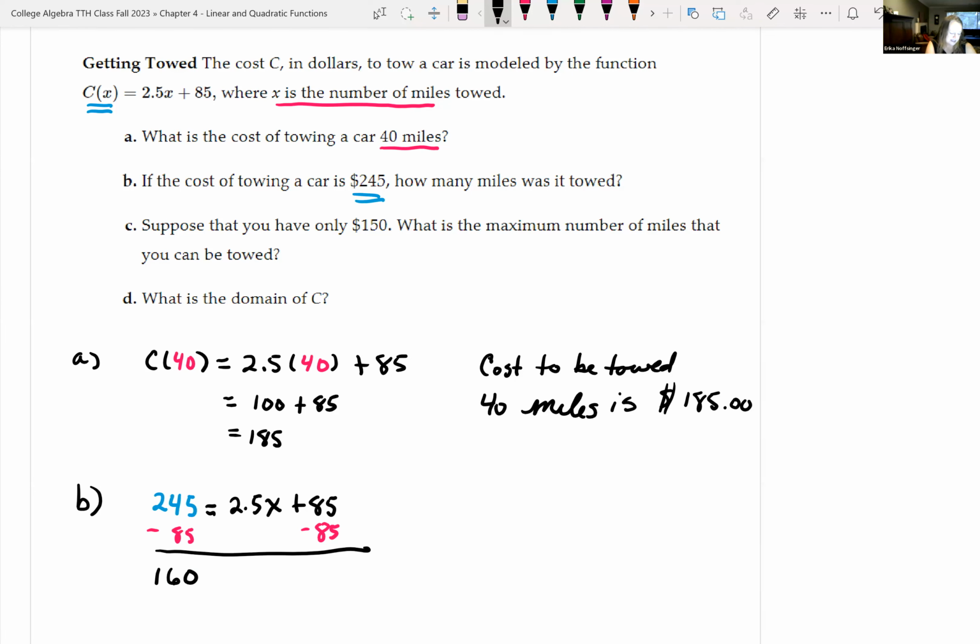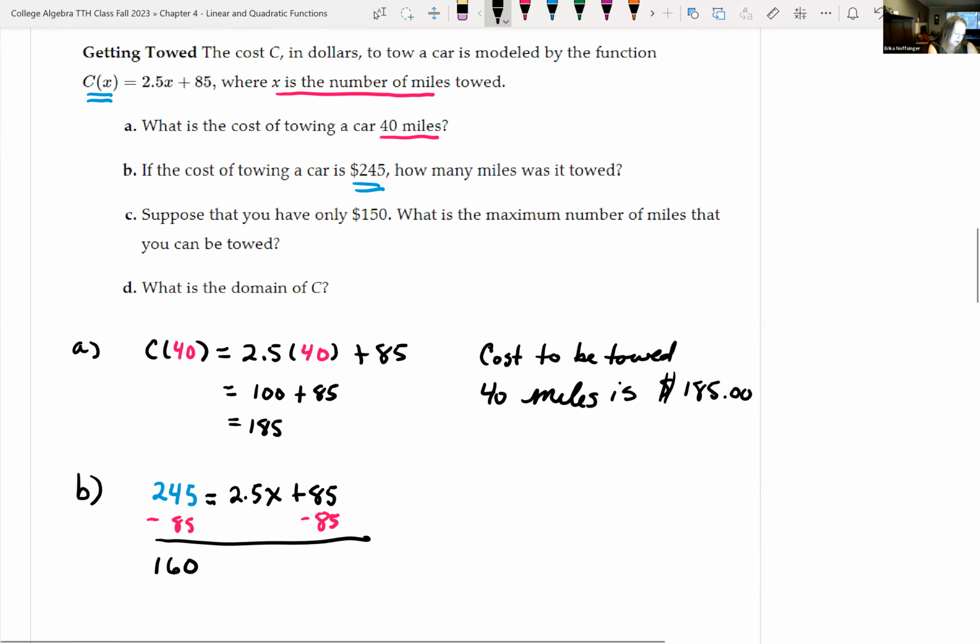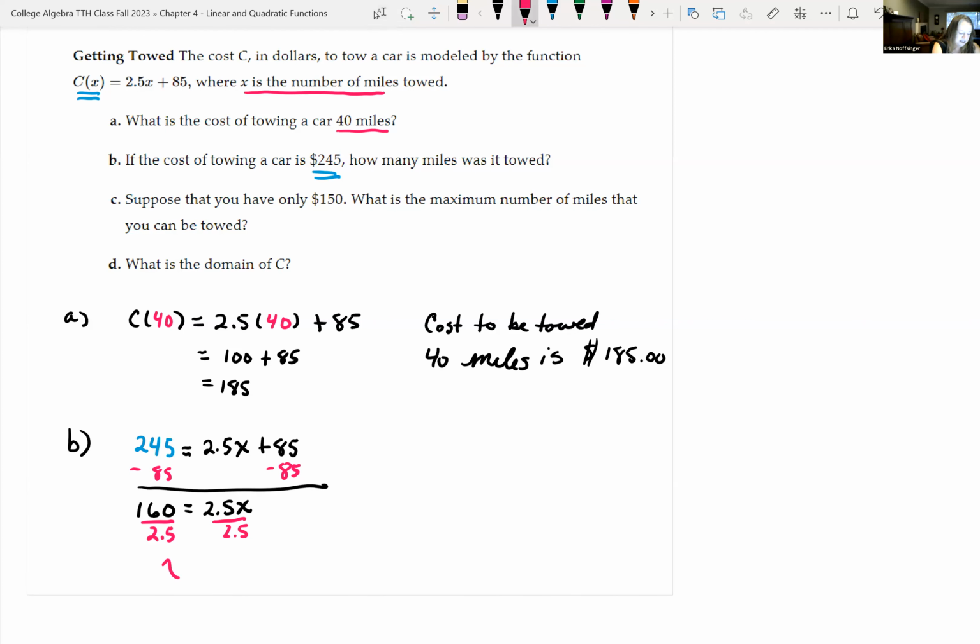So 245 minus 85, let me just make sure I did that right. 5 minus 5 is 0, 14 minus 8 is 6, so 160 is equal to 2.5x. And then let's divide both sides by 2.5 to get x by itself. So x here is equal to 64. So for a cost of $245, the car was towed 64 miles.